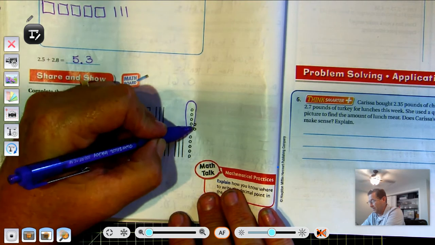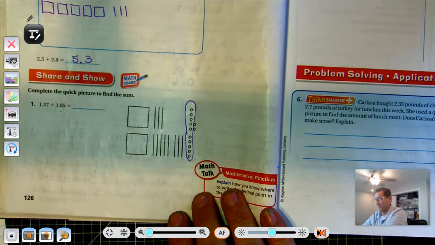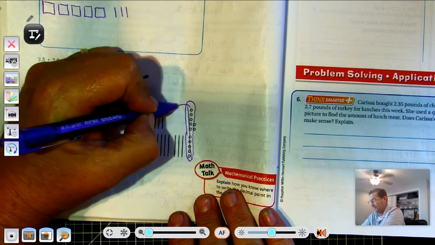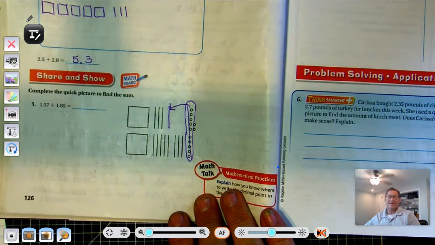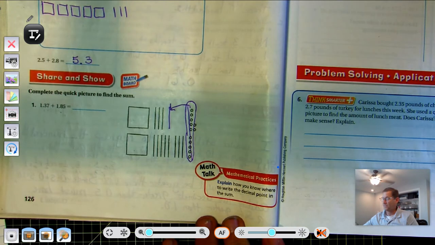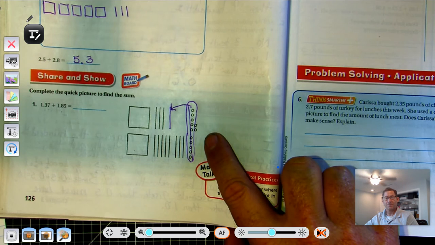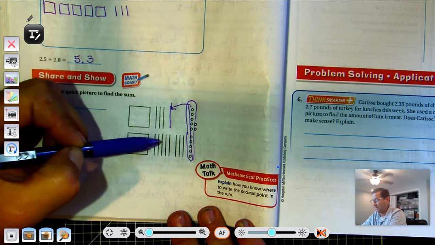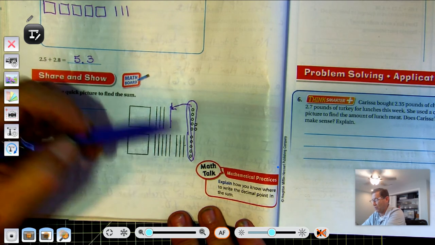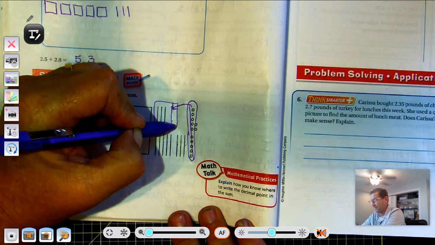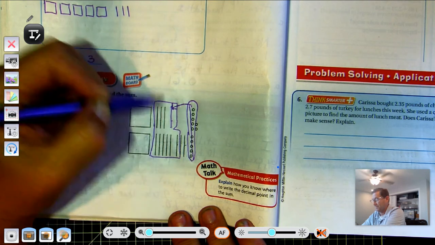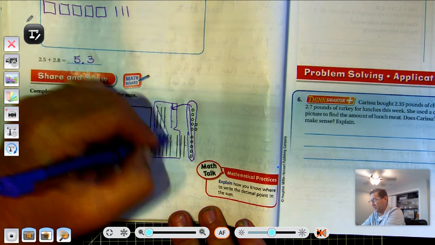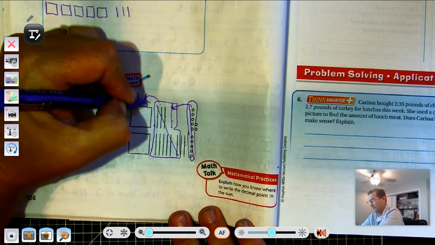Let's regroup 10 of the hundredths. So we're going to cross those out, and we're going to trade it for a tenth. Okay, so we're left with 2 hundredths. How many tenths do we have? We have 1, 2, 3, 4, 5, 6, 7, 8, 9, 10, 11, 12. Okay, so we're going to have to regroup the 10 tenths as well. So let's trade those for 1 whole.